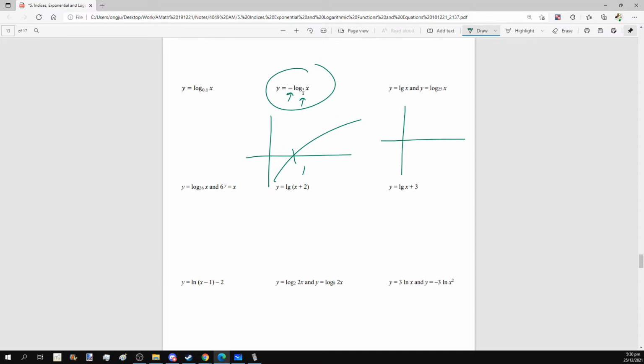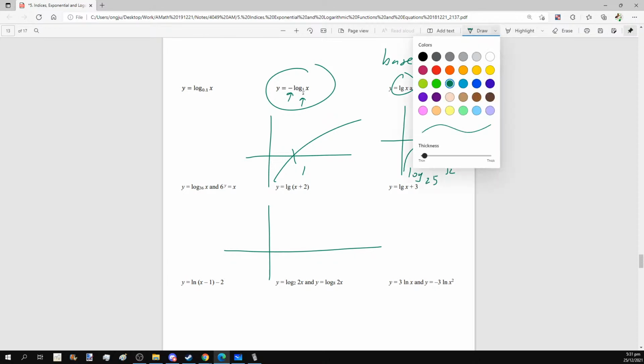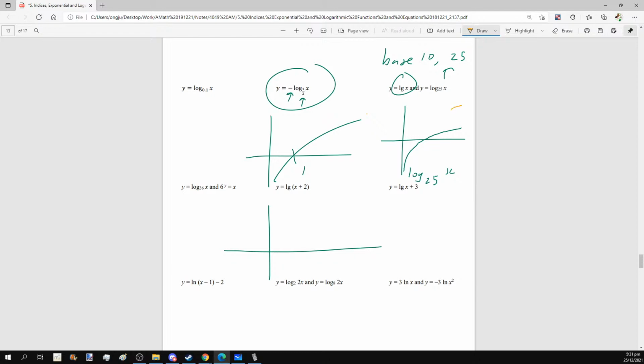Oh, the next one here is a little more exciting. We have lg, which is base 10. We have this guy, which is base 25. So if you remember, in exponentials, the one with the bigger base is the one who will explode more, right? But because this is logarithm, and logarithm is the opposite of exponential, the one with the bigger base will actually be flatter. So this will be my log 25 x. And the one with the smaller base, in this case lg, will actually be the one enjoying his life. Like this.